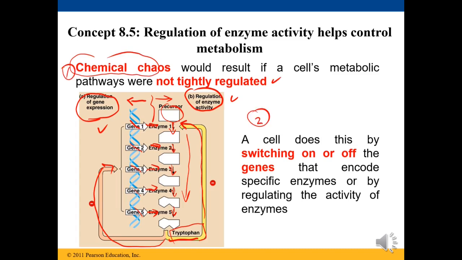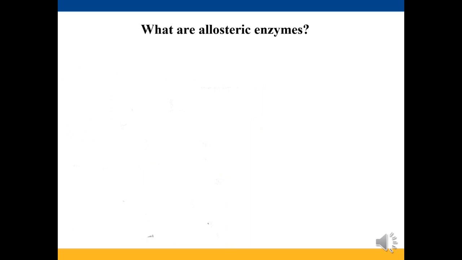The second thing that I told you, the one that you remember, is that a cell does this switching on and off of genes that encode a specific enzyme. And this is one way. This is the second way that you can regulate enzyme activity. And the third way is by regulating the activity of the enzymes. And I will show you how this negative feedback can be a way to inhibit and regulate the enzyme activity. Now let's talk about what allosteric enzymes are.